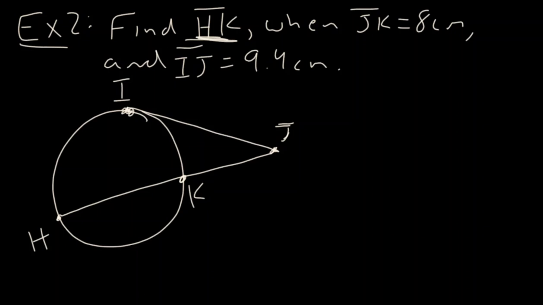Okay, so let's see what we know. We know that JK is 8, so I go to JK, I'm going to write 8 centimeters. We know that IJ is 9.4, so here's IJ, that's 9.4 centimeters. And that's all they really give us. So in this case, it's kind of nice. We don't know what HK is. We can actually just put an X. And then this will allow us to create our formula. Let me go ahead and switch to our different colors.